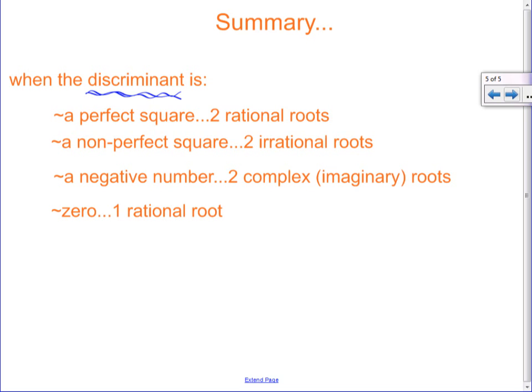And if you get 0 under there, let's think about that. So if we had, for instance, negative 7 plus or minus the square root of 0 over 2, what's the square root of 0? 0. So we have negative 7 plus or minus 0 over 2. If we have negative 7 plus 0 and negative 7 minus 0, do we get different answers? No. Okay, so that would only give you one answer if you get a 0 right here.